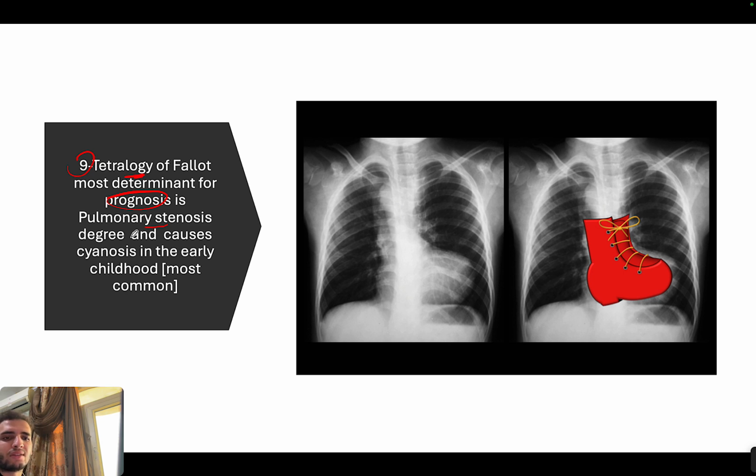Another thing is that this is the most common cause of cyanosis in early childhood, and it will usually cause cyanotic spells, and the child will usually squat to increase the afterload to reverse the shunt from right to left to right. And when he squats, usually you will see that cyanosis will disappear, okay? And the reason is that squatting will increase the afterload, so it will reverse the shunt.